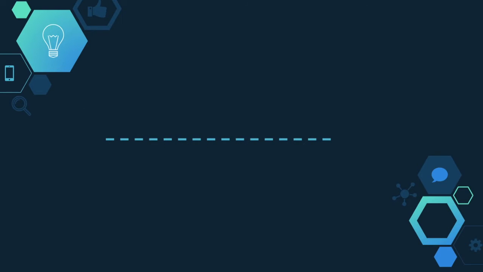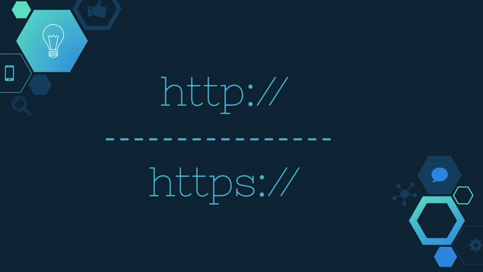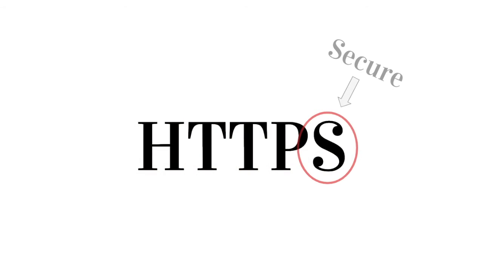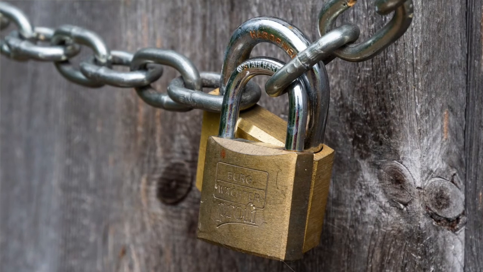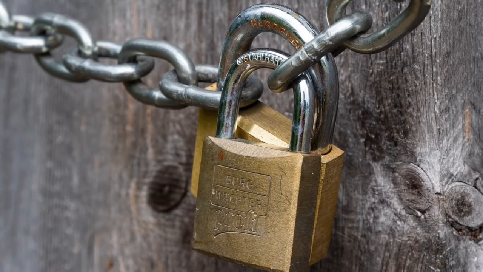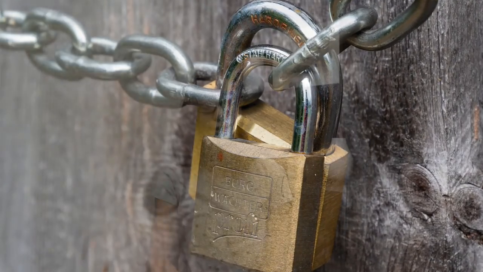You probably have noticed that most URLs begin with either HTTP or HTTPS. For example, Amazon.com, Facebook.com, and Google.com. But what are the differences between websites with HTTP versus websites with HTTPS? Well, the S in HTTPS stands for secure. Websites with HTTPS encrypt any information that you enter into them, which helps to keep your passwords and other data you may submit during sessions safe.